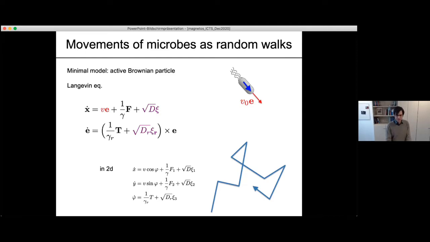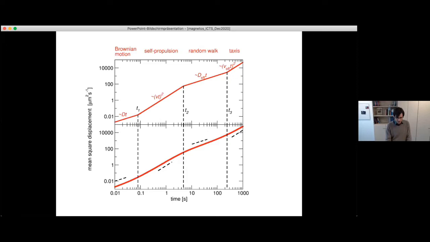Now we're specifically interested in the magnetotactic bacteria. Sorry, I forgot this. Before we get to magnetotactic bacteria, there's one slide that shows what I've shown you before, namely that these persistent random walks are directed on short time scales, with the mean square displacement scaling with the square of time. And then on longer times, this gets randomized and you get this effective diffusive behavior.